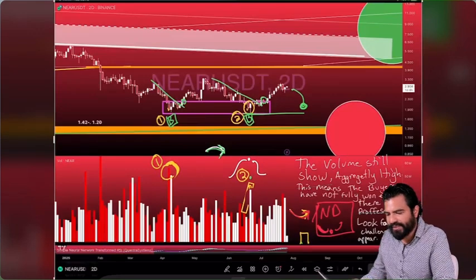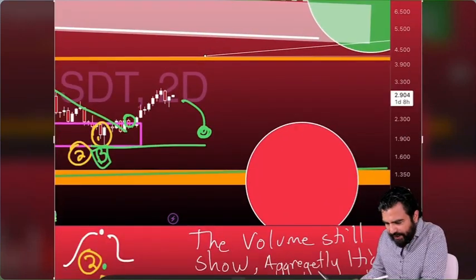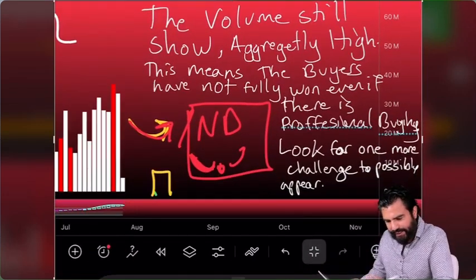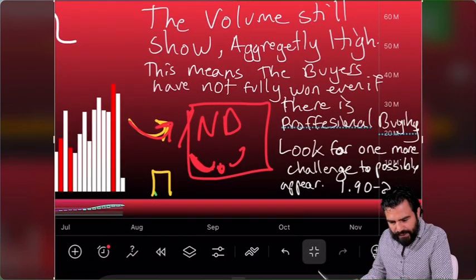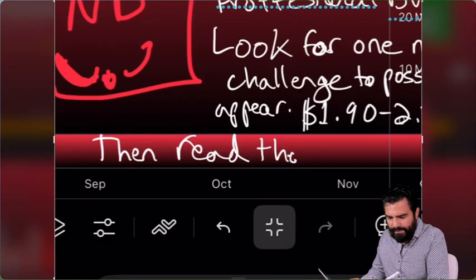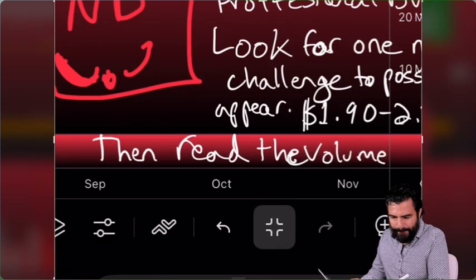And what will those prices be? The volume zone block from about $1.90 to $2.20. Okay, $1.90 to $2.20 prices. Then read the volume again.